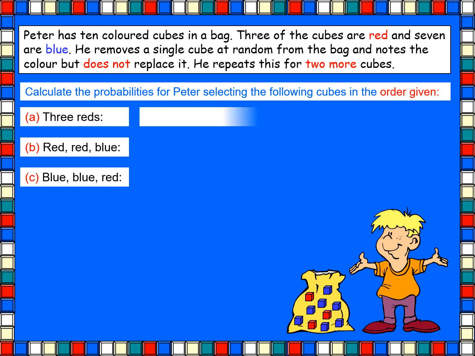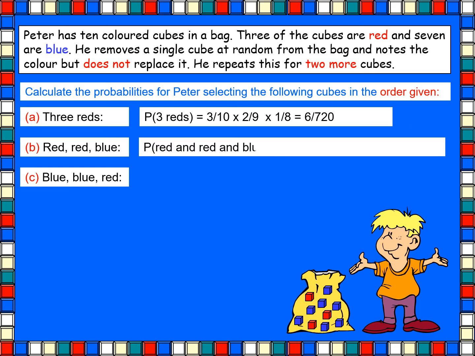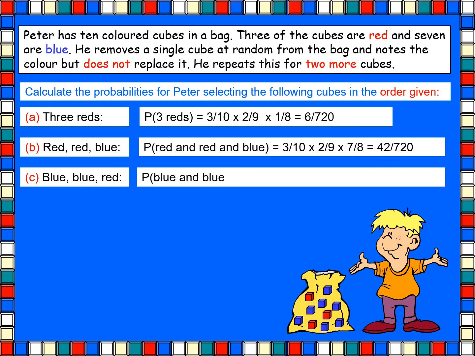So let's start with 3 red. The probability of red and red and red. So initially there are 3 out of 10 reds. If we take a red, that now becomes 2 reds out of 9. And if we get another red, that becomes 1 red out of 8. 3 times 2 times 1 is 6, and 10 times 9 times 8 is 720. Red, red, blue is 42 out of 720, and blue, blue, red is 126 out of 720.